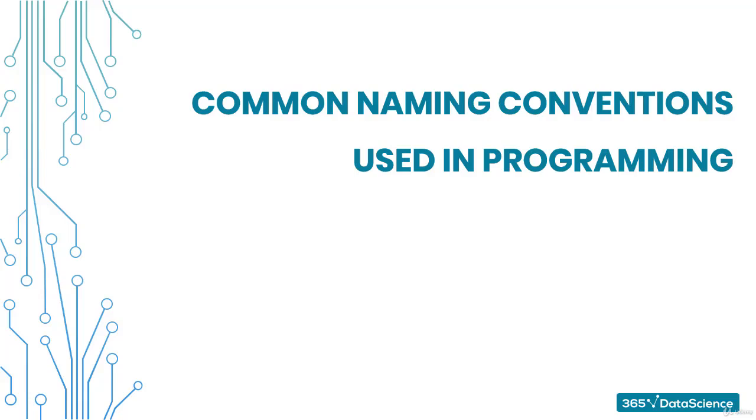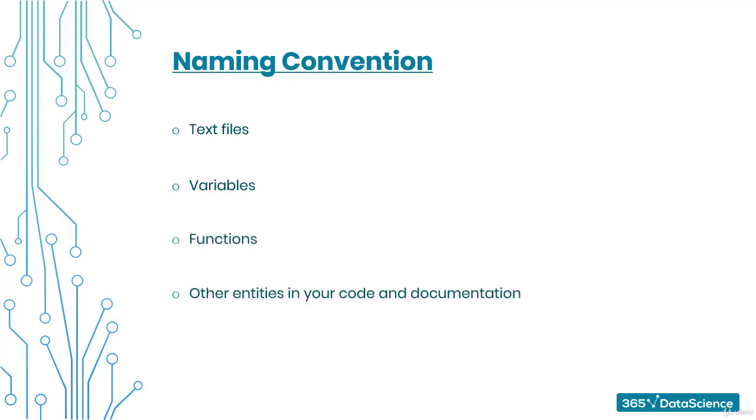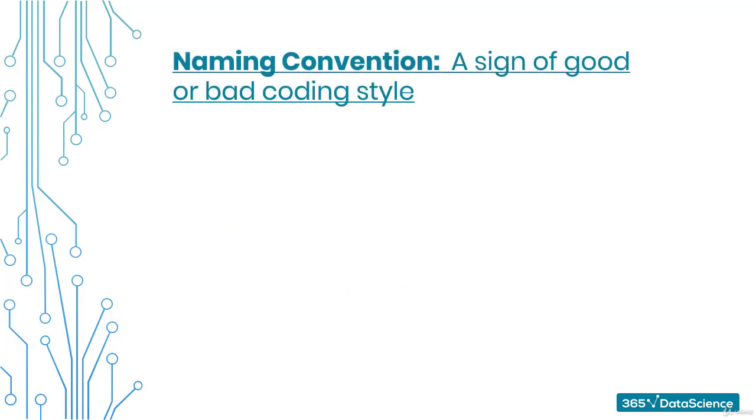You and your colleagues will constantly need to give names to text files, variables, functions, and other entities in your code and documentation. The latter is applicable when you make it to the level of creating your own software. The choice of which naming convention to stick to in different circumstances is key, as the way in which you will name your text files and variables in Python is a sign of good or bad coding style.